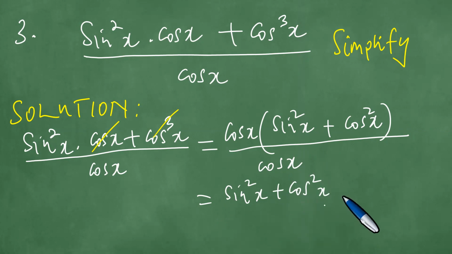What is sine squared plus cosine squared? Sine squared plus cosine squared is 1, and that is the answer. So this whole giant expression is equivalent to 1, and we have simplified it.